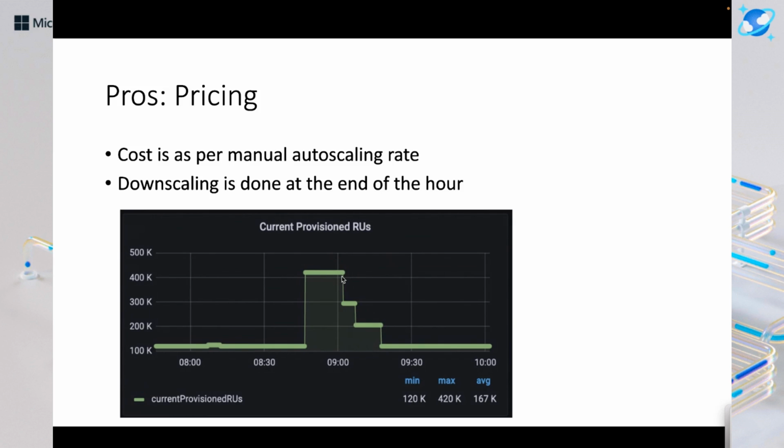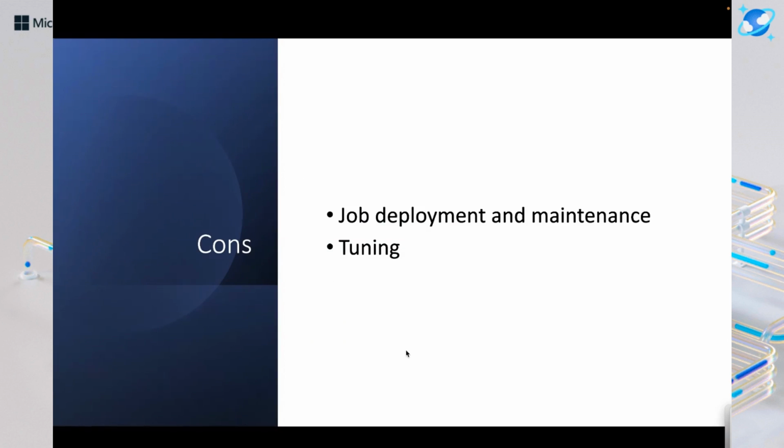So for this extra amount of time, we are not wasting the RUs by going down to the minimum required right away. So we are able to use extra RUs for that time.